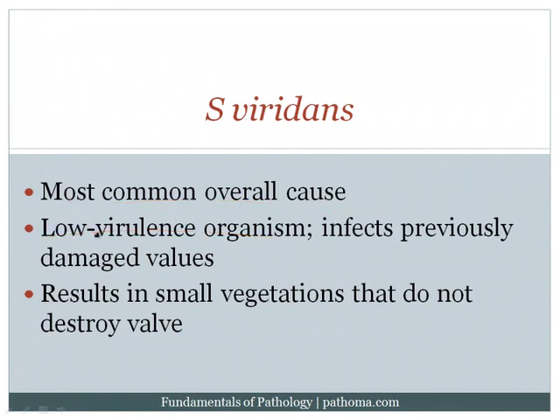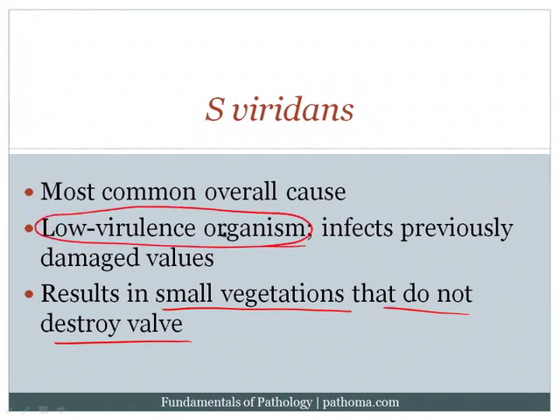Now that's important because, number one, therefore, it can only infect previously damaged valves. For example, if the valve is damaged by chronic rheumatic heart disease or mitral valve prolapse, then and only then will this low virulence organism be able to infect it. And number two, because it's low virulence, it results in small vegetations that will not destroy the valve. And so that's particularly high yield, but all of that's based on the low virulence of the organism. In fact, the endocarditis caused by Strep viridans is also called subacute.